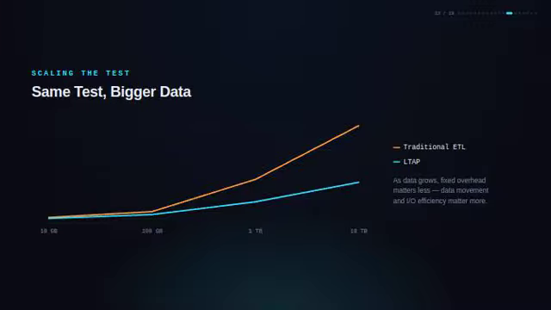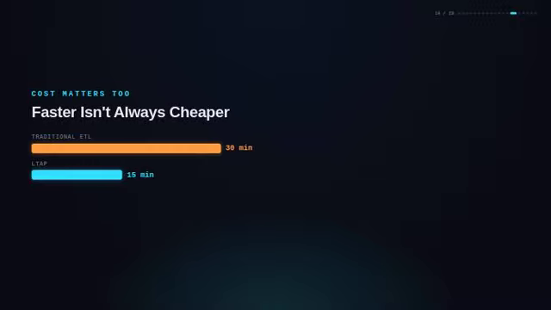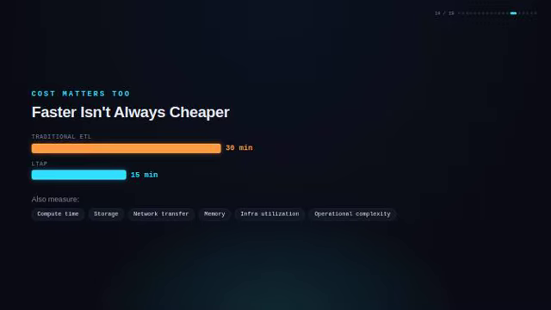There's another metric we haven't talked about yet, cost. Imagine traditional ETL takes 30 minutes, while LTAP takes 15. If both use exactly the same infrastructure continuously, the faster pipeline may also consume fewer compute resources over the same workload. But don't automatically assume faster equals cheaper. You need to measure compute time, storage, network transfer, memory, infrastructure utilization, and operational complexity.